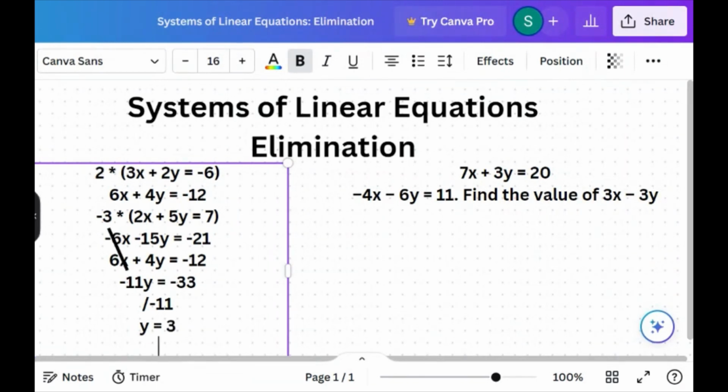So an easy way to solve for x would be, either you could do the whole elimination thing again, but that's pretty long. So an easier way to do that would be just to substitute the y value into one of the original equations.